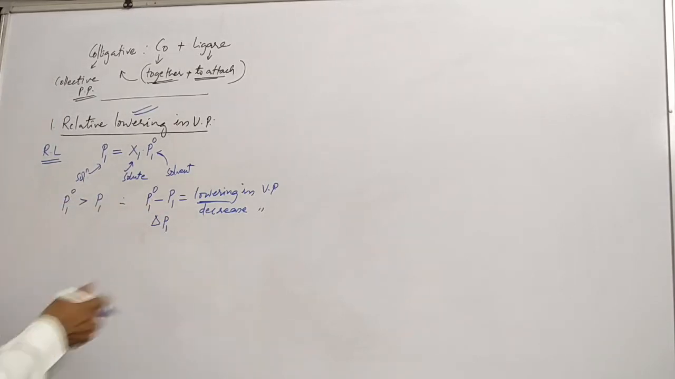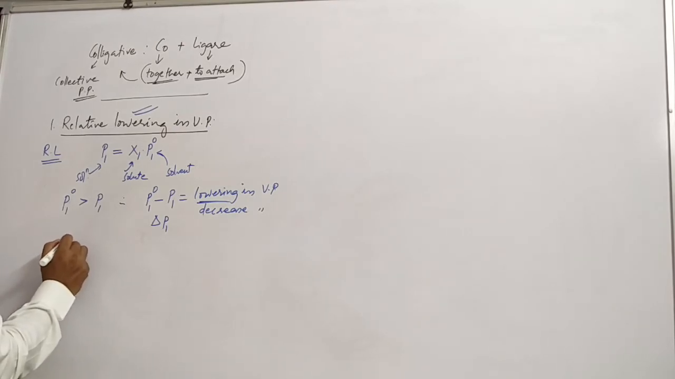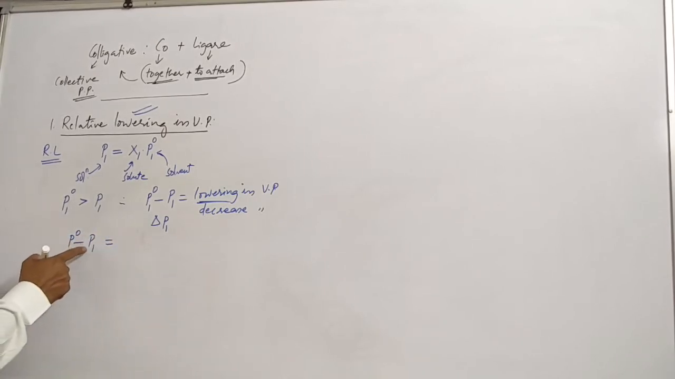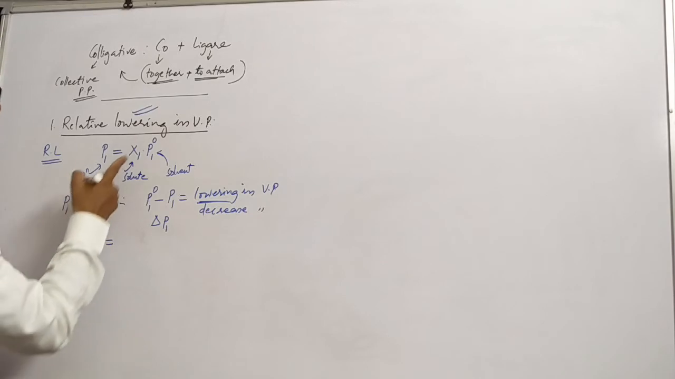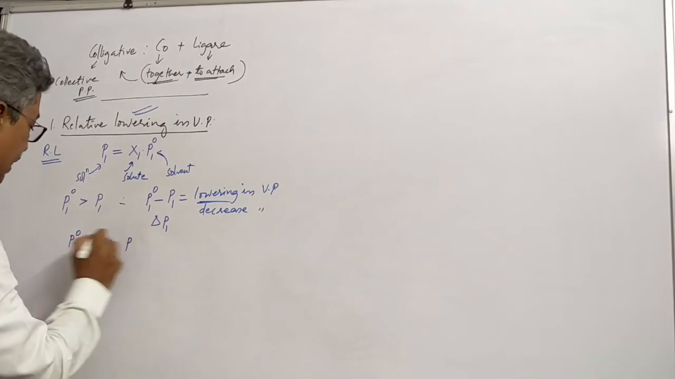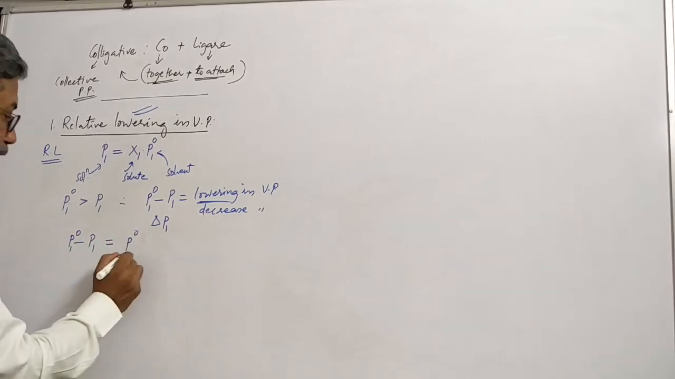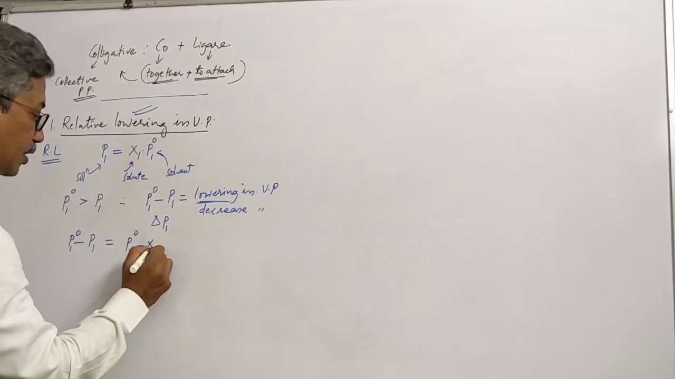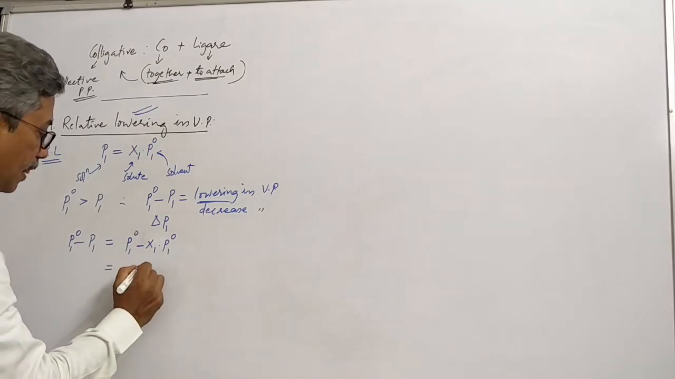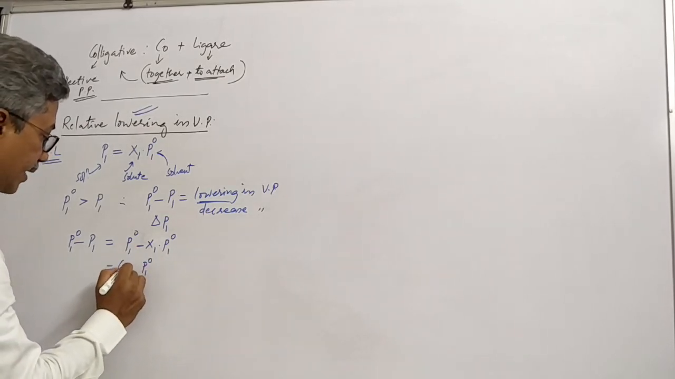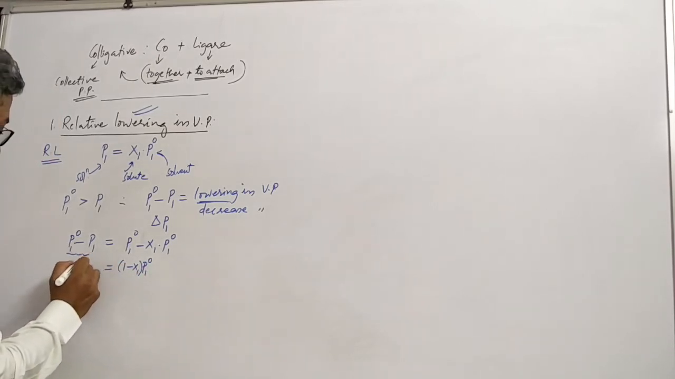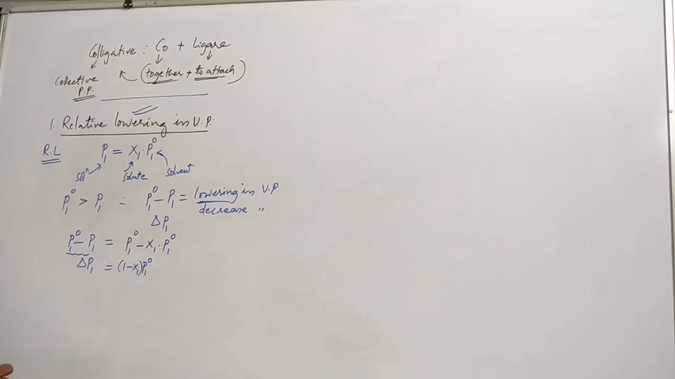Now students, we notice that P01 minus P1 is equal to, see students, what is P1? P1 is x1 into P01. So P01 minus P1 is P01 minus mole fraction x1 into P01. Here P01 is common. That means here it will be 1 minus x1 into P01. Clear, students? This is delta P1.